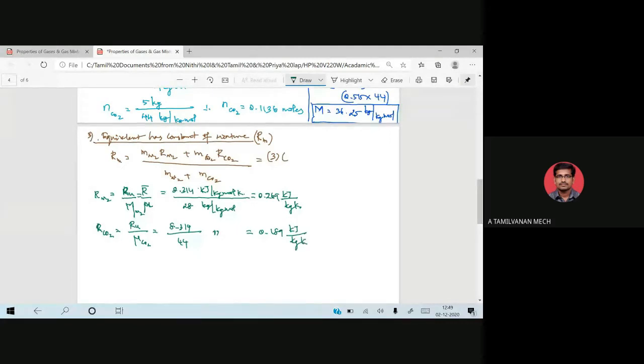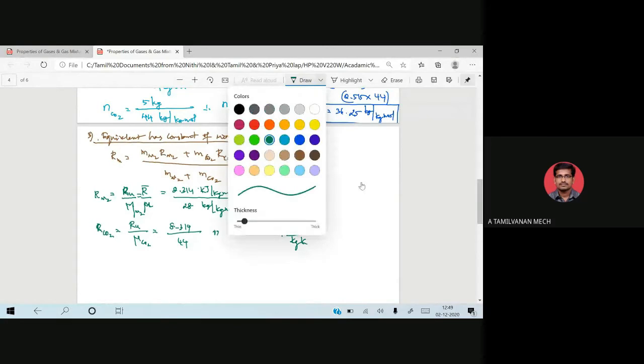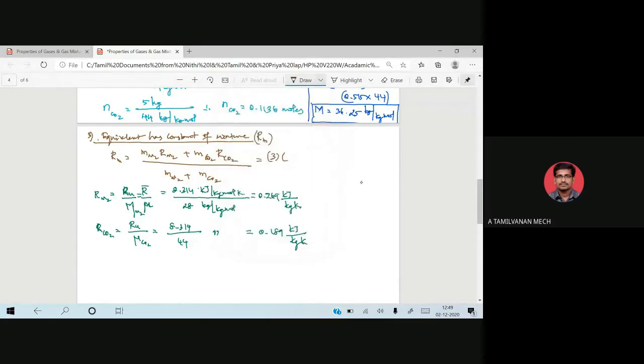Here you substitute the appropriate values of R of N2 and R of CO2: 3 times 0.269 plus 5 times 0.189, divided by 3 plus 5. The total mass is 8 kg. So finally you can get the value after substituting.